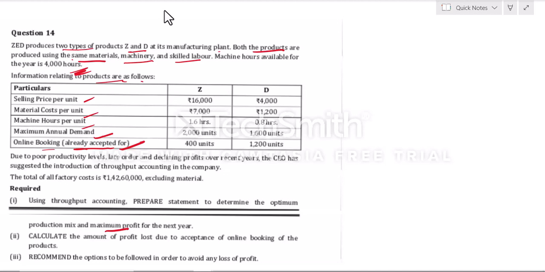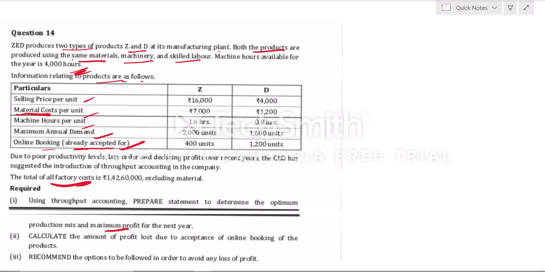So first we need to find contribution per bottleneck resource, and next we need to find a throughput accounting ratio. By using the throughput accounting ratio, we can find whether it is profitable to produce that particular product or not, because in contribution per bottleneck resource, we will consider only material cost, and we need to incur many other costs, all that factory cost. After considering all that, we should find out what will be the profitable product, and we should give priority to use the bottleneck resource for that.